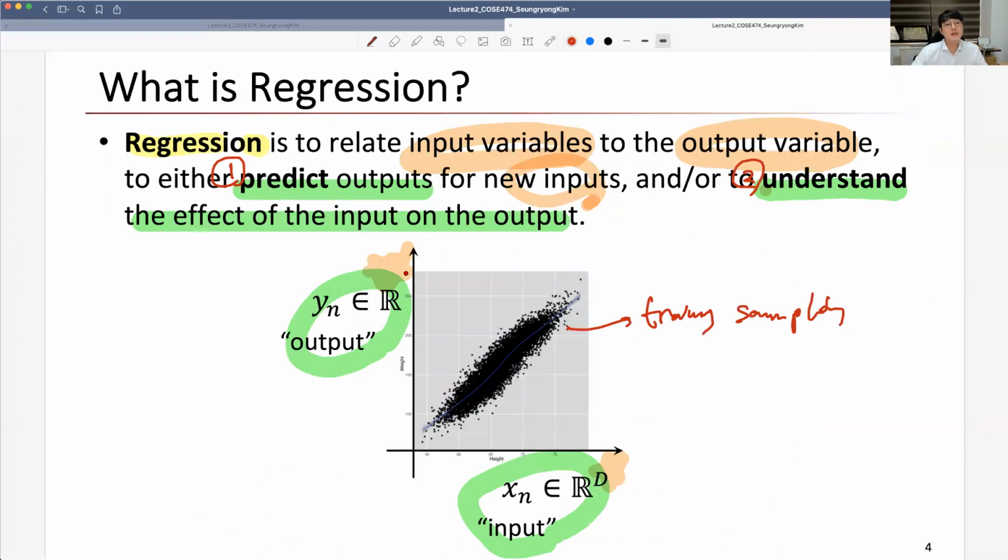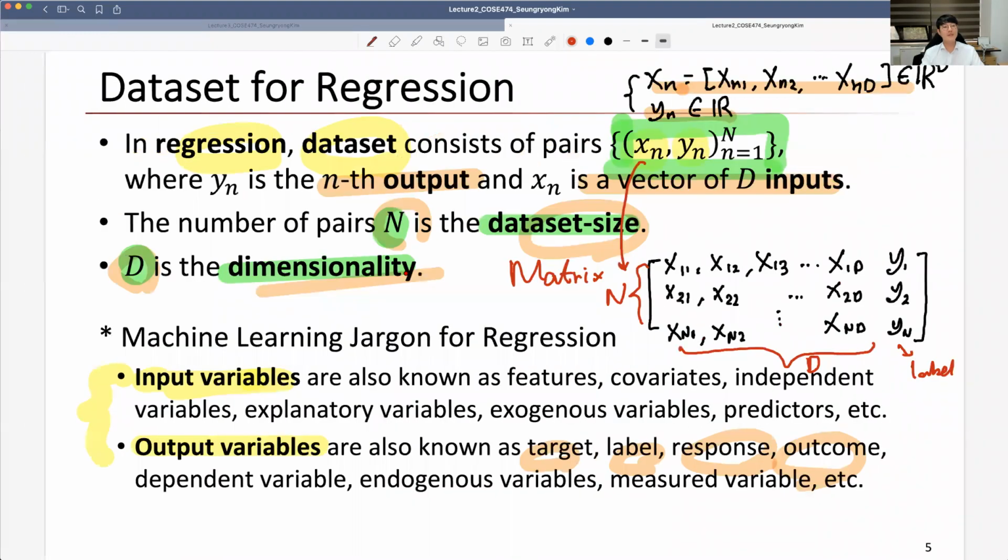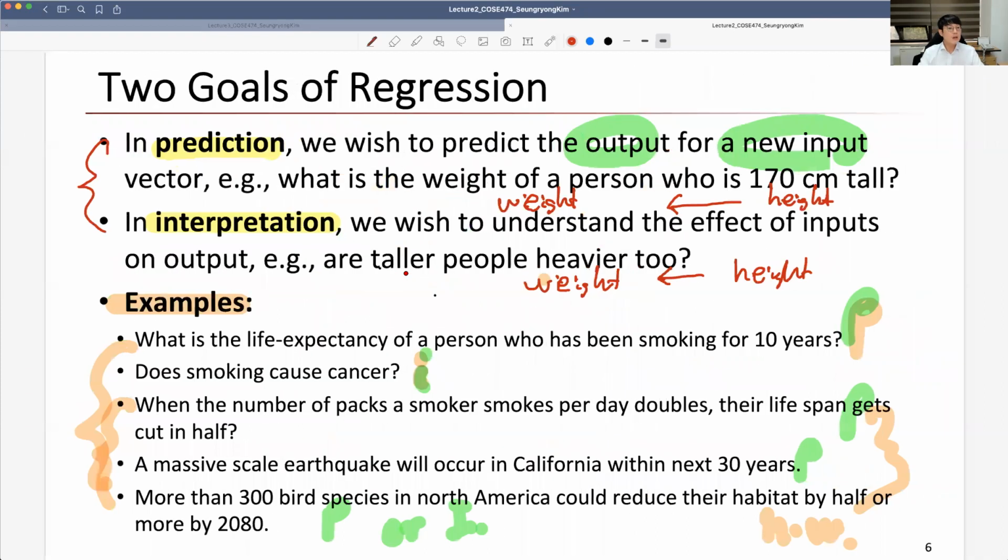What's the regression? The goal of the regression is either to predict the output of the new input or to understand the effect of input on the output space, right? To define the regression problem, we need a data set consisting of the input xn and the output yn. In the regression problem, yn should be a continuous value, for example, a real value. There were two goals of the regression problem. First one is the prediction, and second is the interpretation.